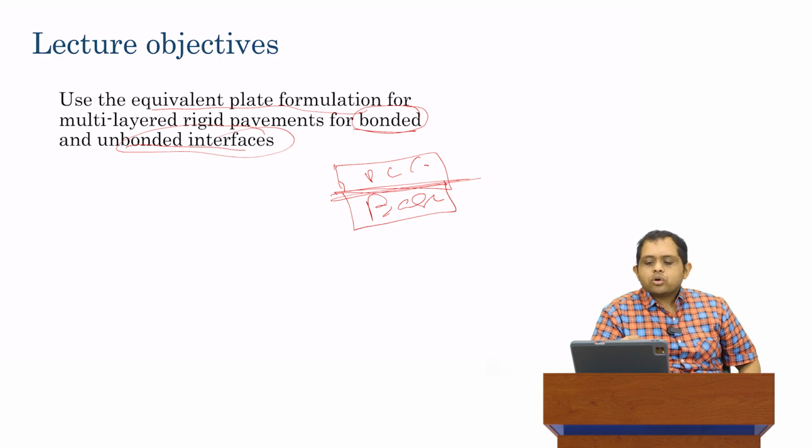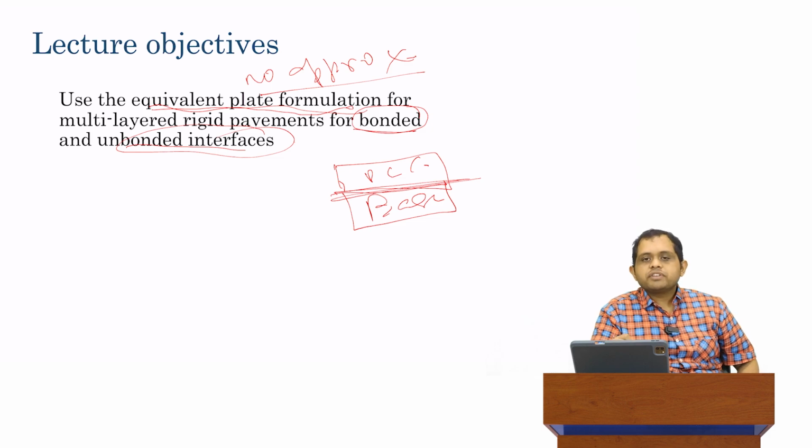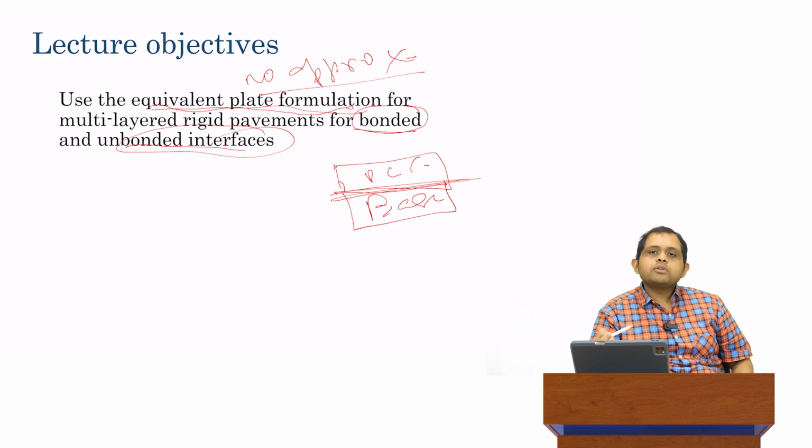One more thing I should add before we go into any of the details. This equivalent plate formulation has no approximation beyond the assumption we are making about the interface. So we are making an assumption whether the interface is perfectly bonded or perfectly unbonded. Nothing is perfect in life. And we'll talk briefly what to do in case we have more realistic conditions.